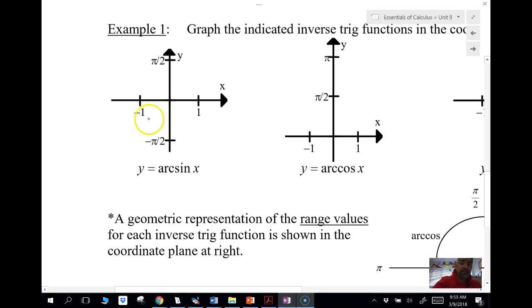So arcsine is going to look like this, just like that. That's it. So -π/2 to π/2 and -1 to 1 in our domain. Arc cosine is going to look like this. Okay.